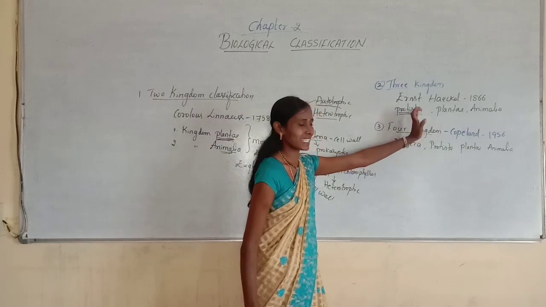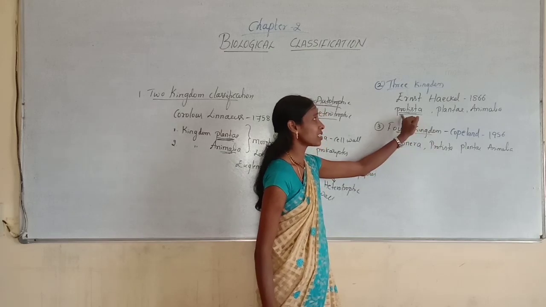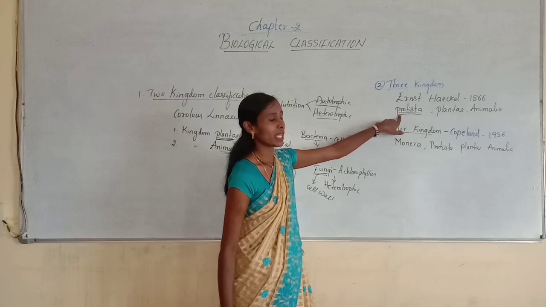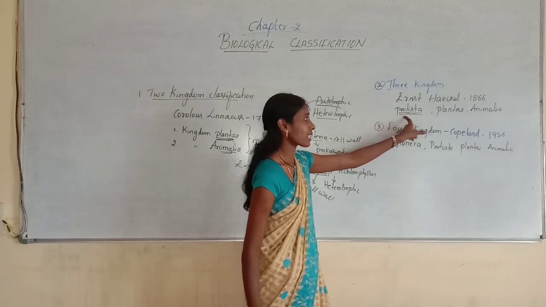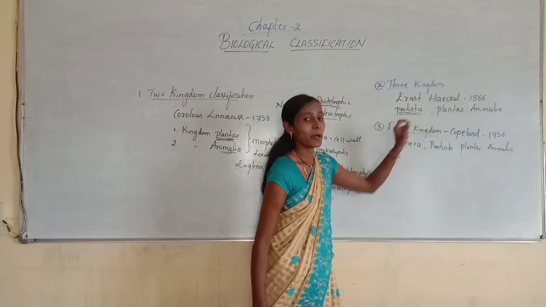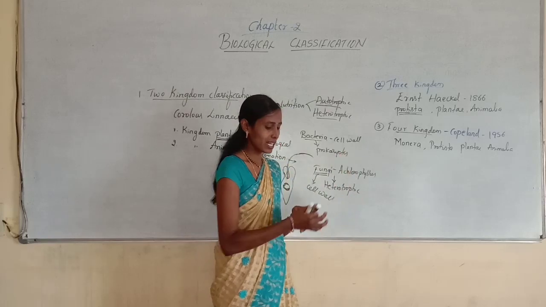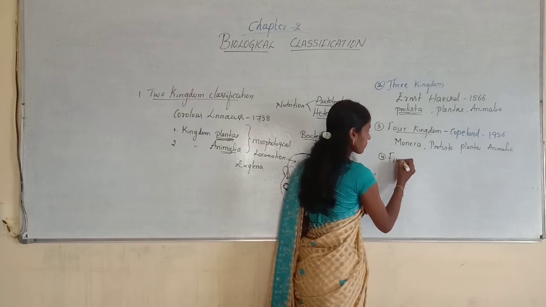Protista includes certain unicellular organisms, but in this system, fungi are still remaining. Here I told you the examples include bacteria, algae, and fungi. Bacteria will be included in Monera, and algae are included in Plantae, but fungi remain as they are. So later the five kingdom classification was proposed.